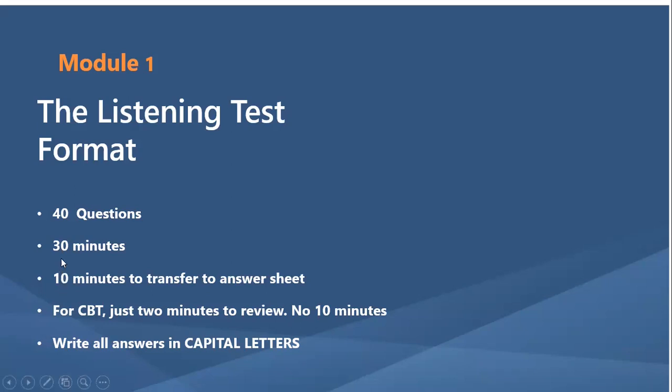When the tape has ended, they'll give you an extra 10 minutes to transfer to an answer sheet. That will make a total of 40 minutes for the listening test. 40 questions, 40 minutes. Now, if you're doing the computer-based test, you don't have that 10 minutes to transfer to an answer sheet. You're only given 2 minutes to review your answers, just 2 minutes. And after the 2 minutes, your answers will be submitted.